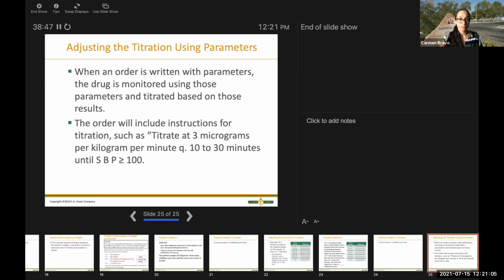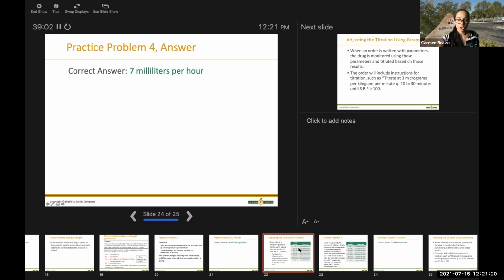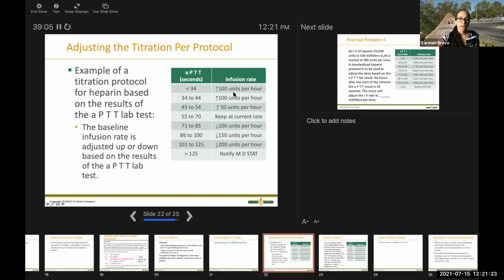When we get questions like this practice problem 4, do we need to memorize this chart, or does this chart change depending on what the doctor has ordered? Yes, there are different protocols. In the hospital, no, you don't have to memorize the chart, not at all. If we get a question like this on the test, will it include the chart? Yes, you will be given the protocol because there are all kinds of protocols.